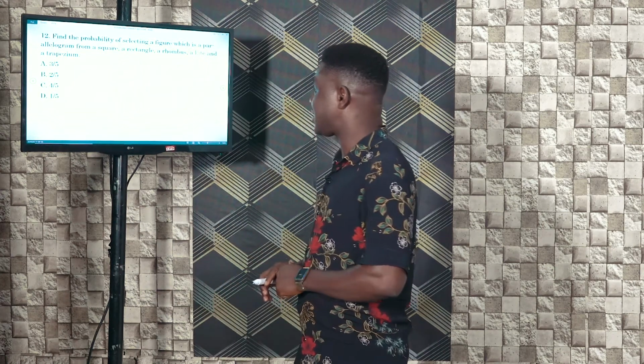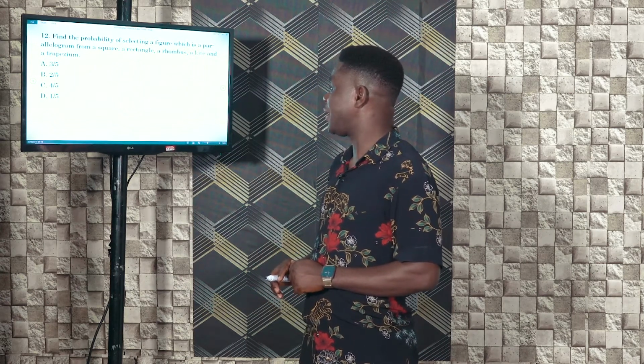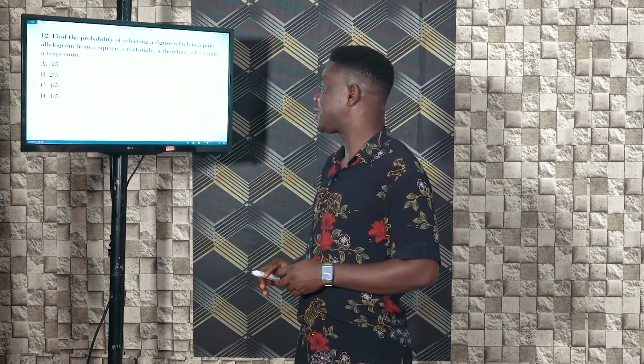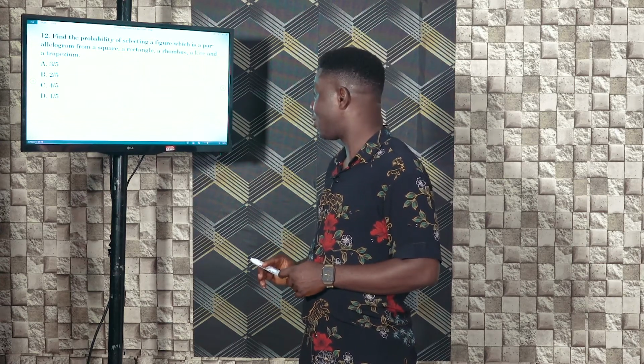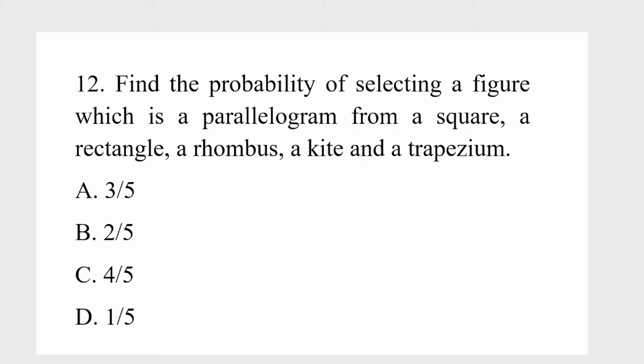Question number 12. Find the probability of selecting a figure which is a parallelogram from a square, a rectangle, a rhombus, a kite, and a trapezium. Total number of shapes are square, rectangle, rhombus, kite, and trapezium, which is 1, 2, 3, 4, 5.